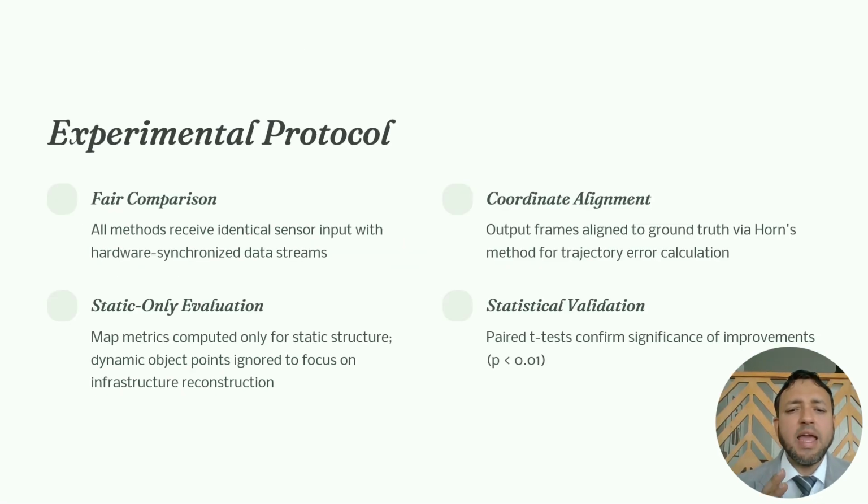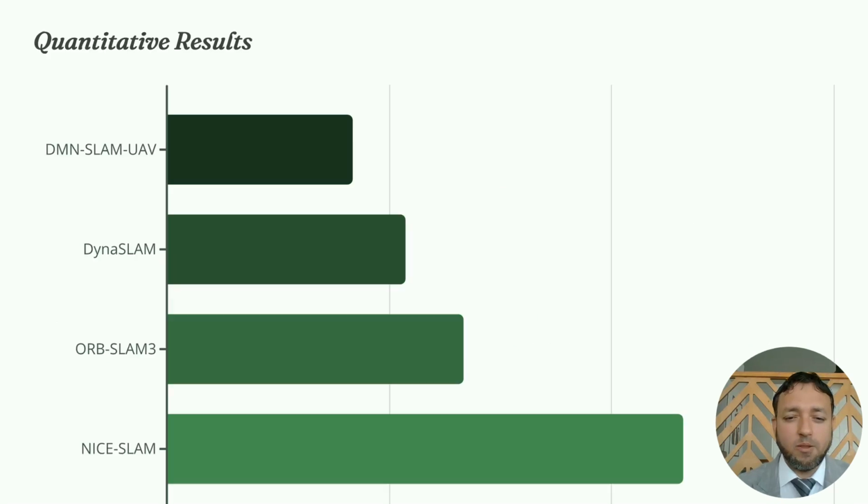Now, we supply identical sensor input to all methods, aligning trajectory to ground truth using Horn's method, evaluate mapping on static only structure to avoid bias from movers, and run a paired t-test. Improvements are significant at p less than 0.01.